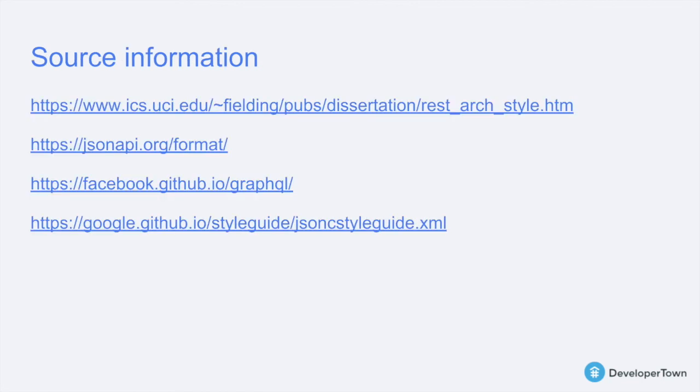If you're interested in reading about some of these specifications, the links are posted here. The last one at the bottom is Google's JSON style guide, which is something that's good to mix into either new or existing RESTful services, just to bake in a little bit of opinion into how those responses should come back.